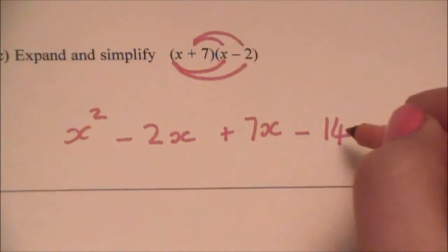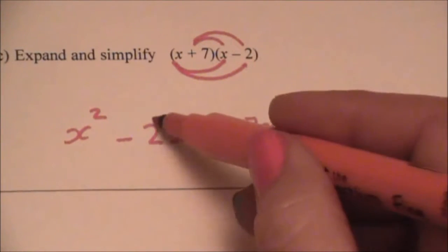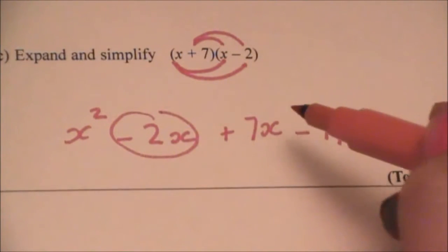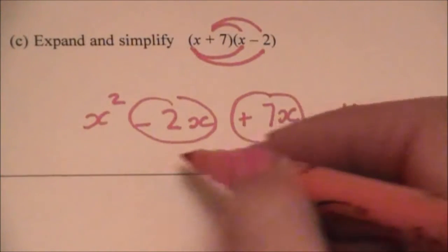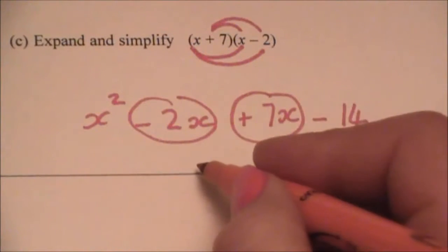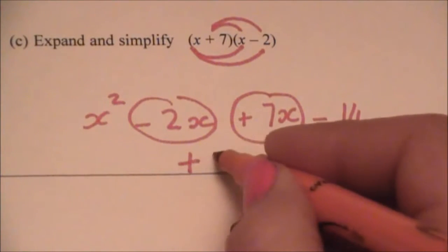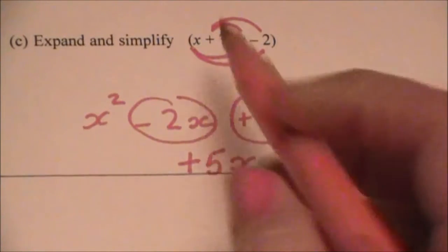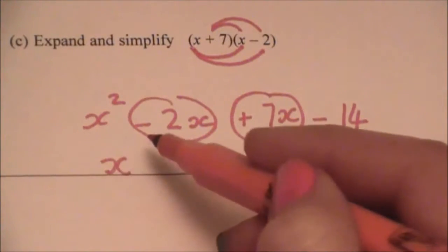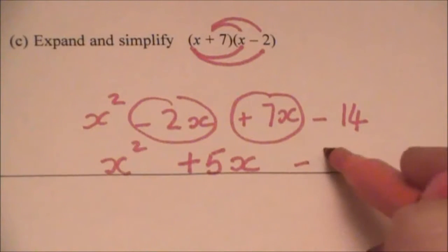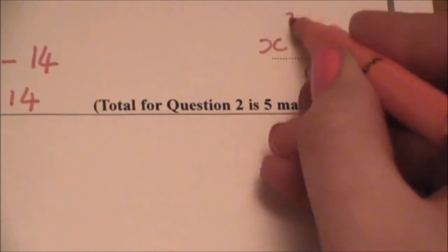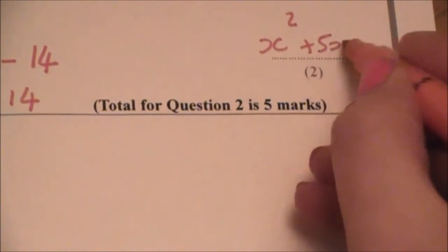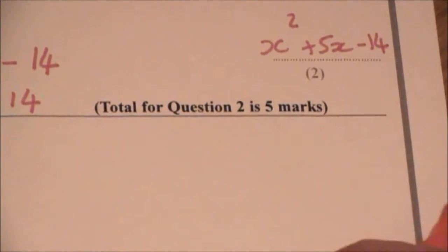7 2s are 14. Now at this point I collect my like terms. That's a negative 2x. That's a positive 7x. I put those together. Negative 2 add 7 is going to give me a positive 5x. I haven't been able to do anything with that x squared, and I haven't been able to do anything with that negative 14. So my final answer is x squared plus 5x minus 14.